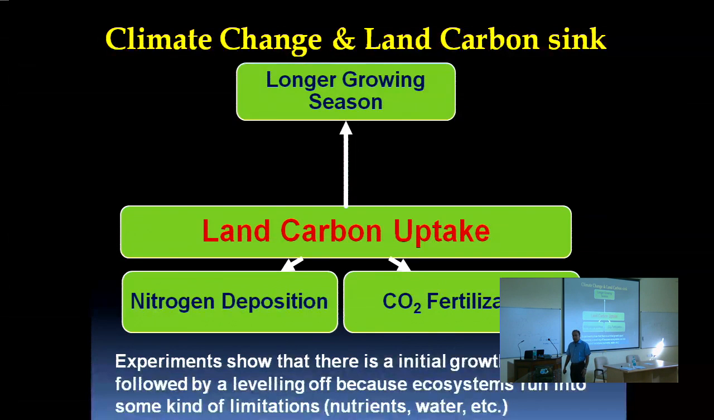So basically, it is believed that in the last, at least in the industrial era, these three things are happening, and they are all affecting and basically helping the terrestrial ecosystem to take probably more carbon per year. Is that clear qualitatively? Okay.